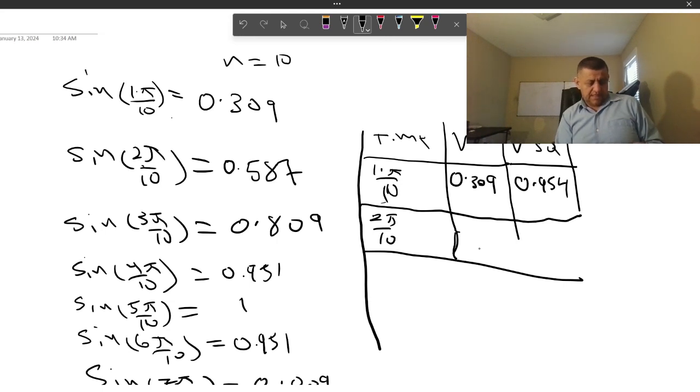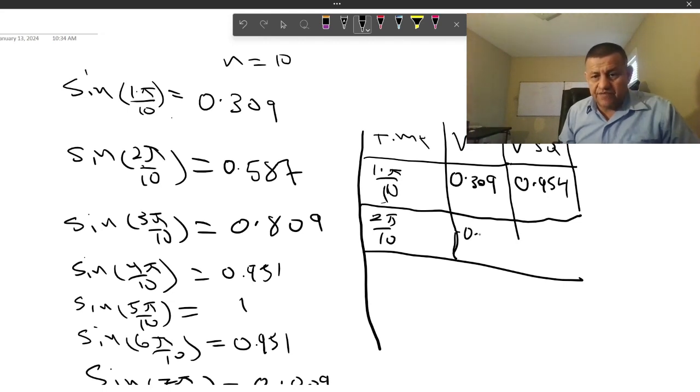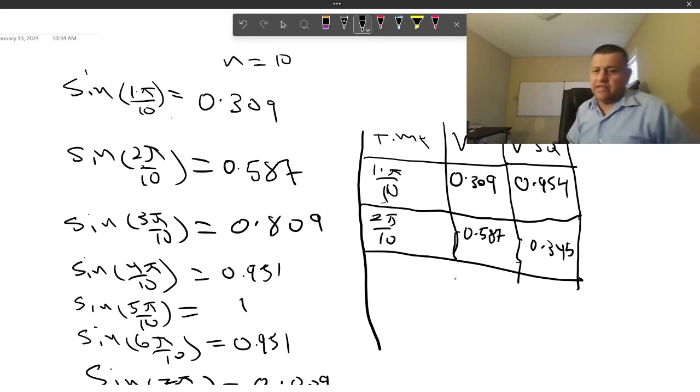Right, 10, and then we square that. So we square the number, and we take the value, which was 0.5587, and then we square that and we get 0.34545, right? I'm just approximating this. I'm not going to write too many digits. I don't have enough room for this.